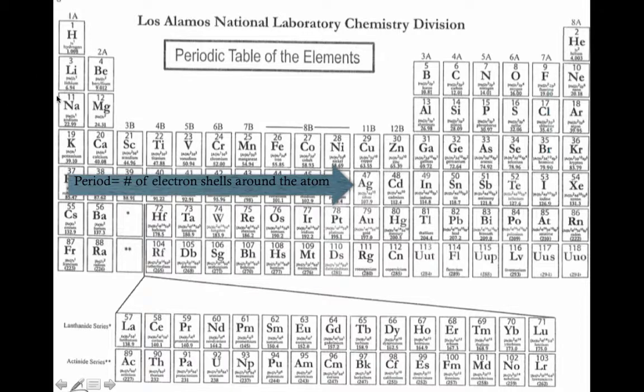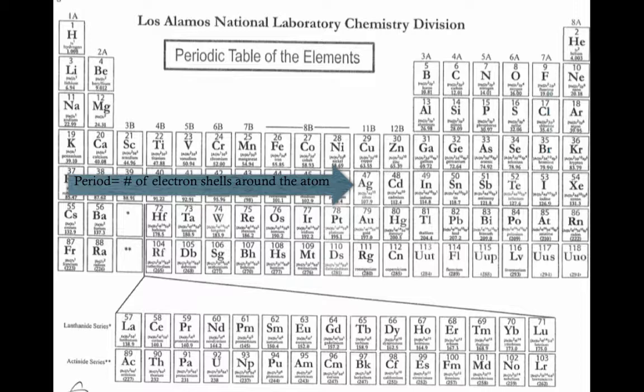So for instance, sodium right here. Sodium is in period 1, 2, 3. There are 3 shells of electrons that surround it. The shells being the 2, 8, 8, 16, 16, 16, etc. So 1, 2, 3. The third period has 3 shells. Oxygen's in the second period, 1, 2. Therefore it has 2 shells. Lead here is in the 1, 2, 3, 4, 5, 6th period. So it has 6 electron shells surrounding it.